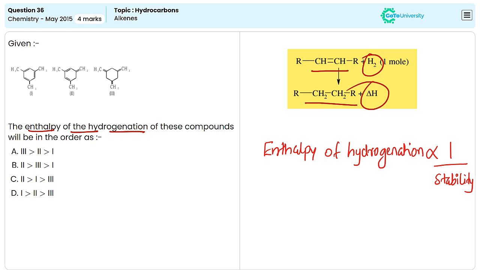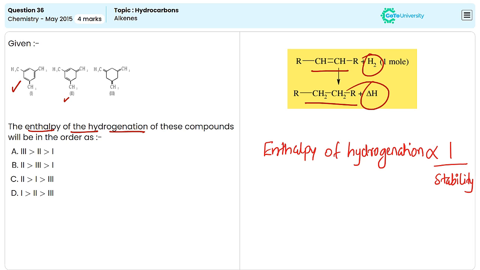Among these three, we can see that the first one is highly stable because this is an aromatic compound. Due to the resonance process, this will be highly stable. It means the enthalpy of hydrogenation for this molecule will be comparatively less. The next stable molecule is the second one. It means the enthalpy of hydrogenation for this second molecule will be greater than that of the first one.